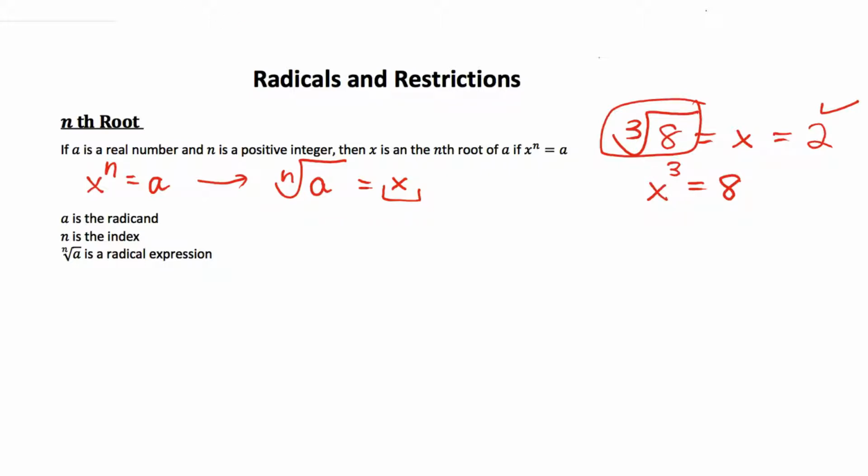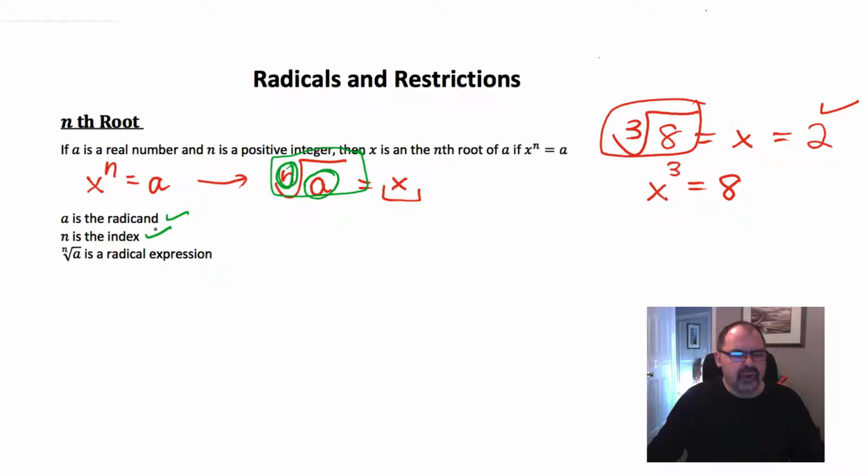And just some definitions of the parts of the radical. This entire expression is what we call a radical expression. The number under the radical sign is the radicand, and this little number here, n, is always a positive integer, and that's called the index.